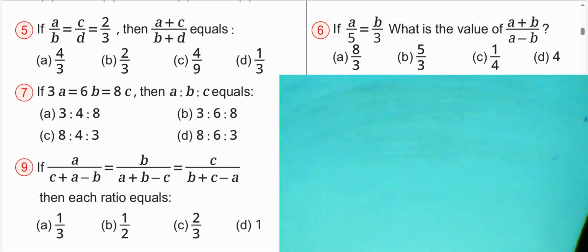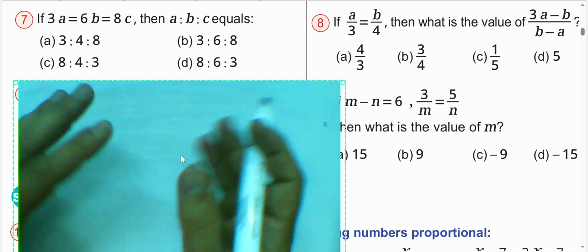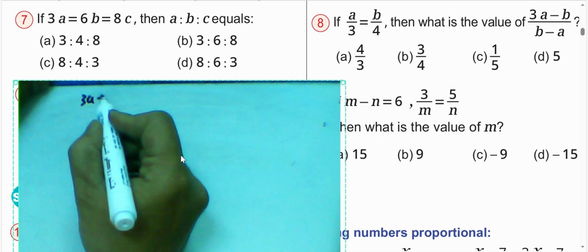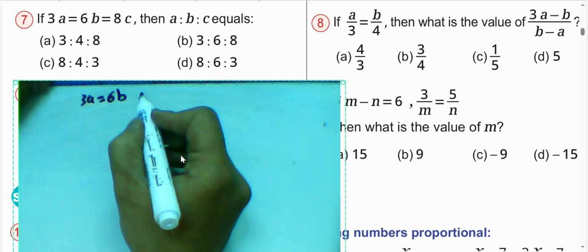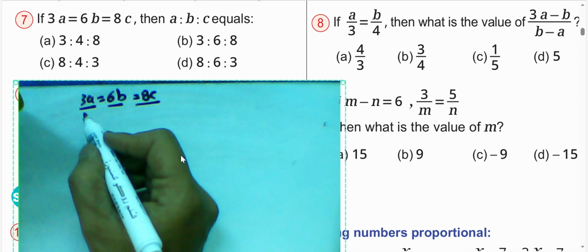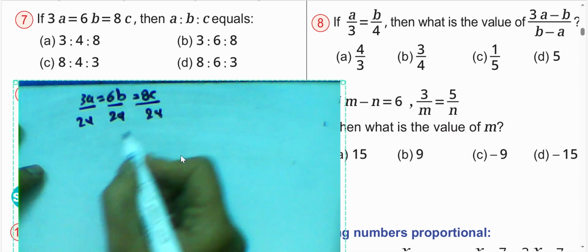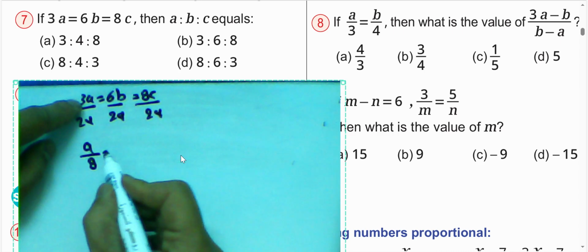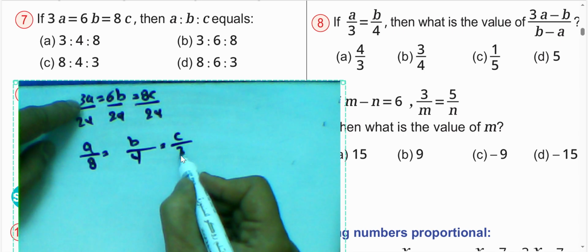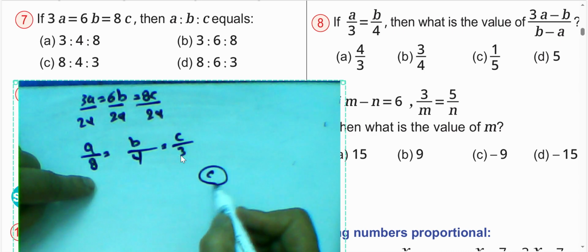Next question. 3a equals 6b equals 8c, and we want the ratio between a, b, and c. We can divide by the least common multiple of the three numbers: 3a equals 6b equals 8c. The least common multiple of 8, 6, and 3 is 24. Write 24 here. Then 24 divided by 3 equals 8, 24 divided by 6 equals 4, and 24 divided by 8 equals 3. Then the ratio between a, b, and c is 8 to 4 to 3. Choose letter C.